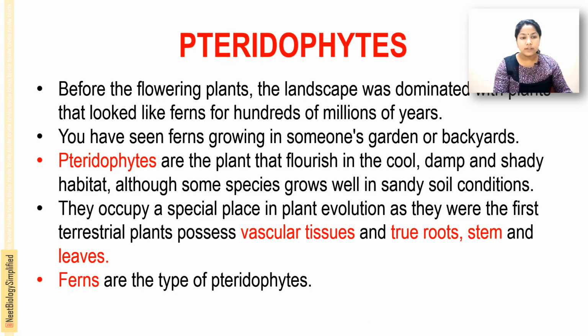In this slide we are discussing what pteridophytes are and how long they have been on our earth. Before the flowering plants existed on our land, these plants that look like ferns were dominating. Large areas were covered with them for hundreds of millions of years.